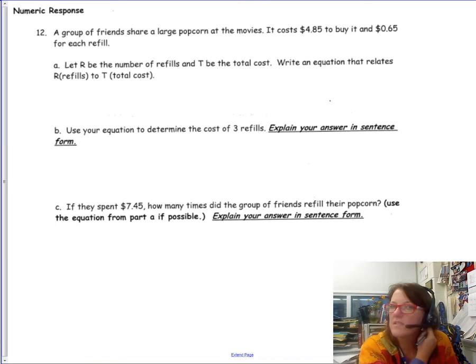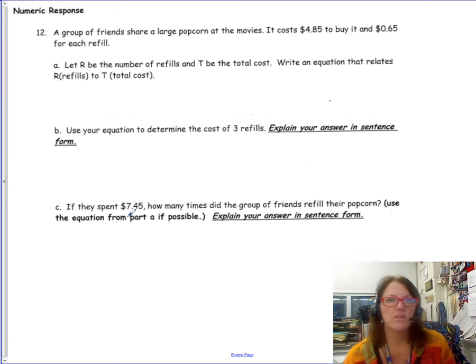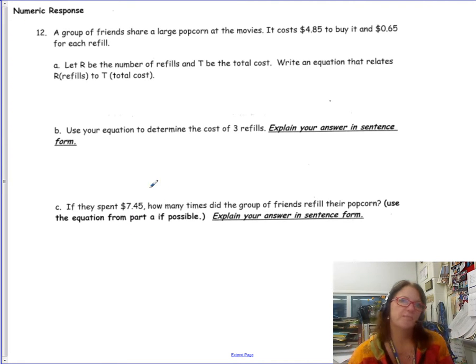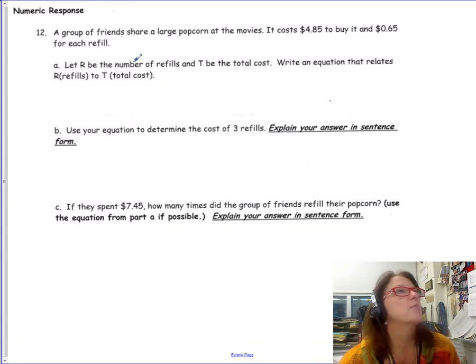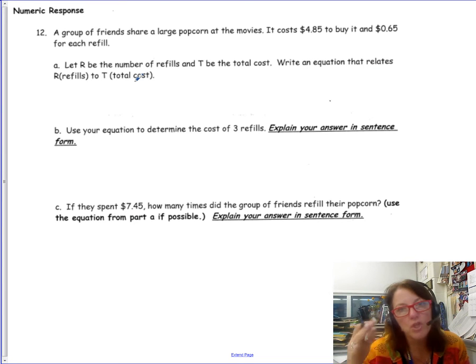There you go. One last one. We did one of these the other day when I had you going around the room and doing various word problems. So you and your friends, or a group of friends, go and get the huge bucket of popcorn at the movies. It costs $4.85 to buy it, and then 65 cents for every refill. Let R be the total number of refills, and T be the total cost. Write an equation that relates refills, R, to T, the total cost.